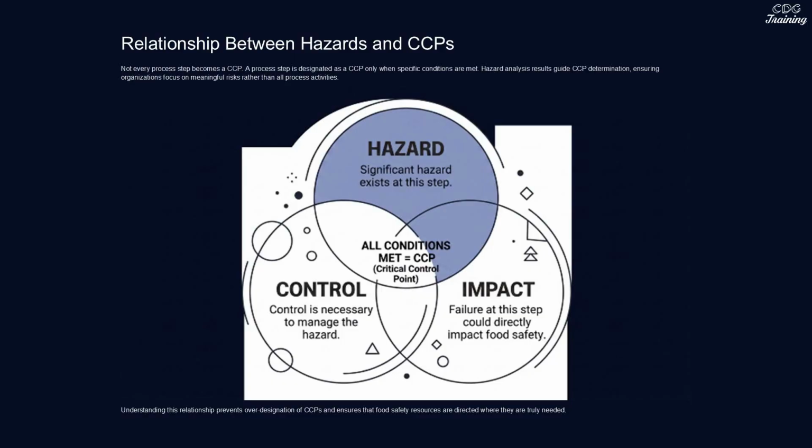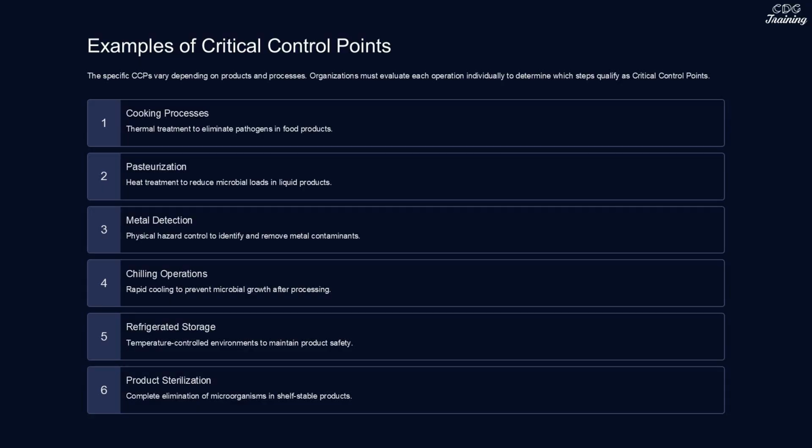Hazard analysis results guide CCP determination, ensuring organizations focus on meaningful risks rather than all process activities. The specific CCPs vary depending on products and processes. Organizations must evaluate each operation individually to determine which steps qualify as critical control points. Examples include cooking processes, pasteurization, metal detection, chilling operations, refrigerated storage, and product sterilization.